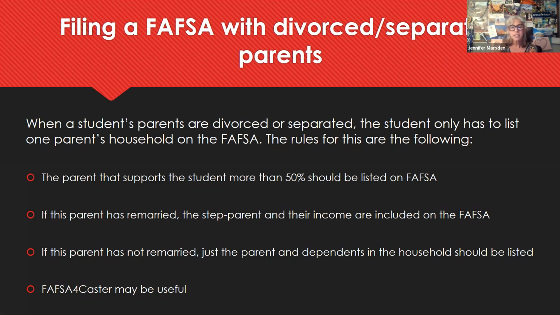What FAFSA wants is the parent that supports the student more than 50% of the time should be the parent on the FAFSA. That doesn't mean the parent who supports the student financially more than 50%. It's really who the student spends the most time with, custody-wise. And it doesn't even have to be the parent who has custody. That's also not an issue, or the parent who claims the student on their taxes, because I know some families kind of divide up the kids that way. So if this pertains to your family and you have questions about it, happy to answer them at the end, or if you have a question you want to kind of shout out now.